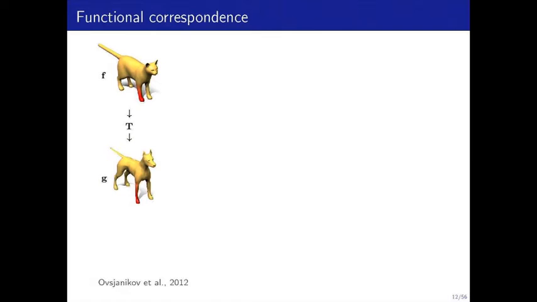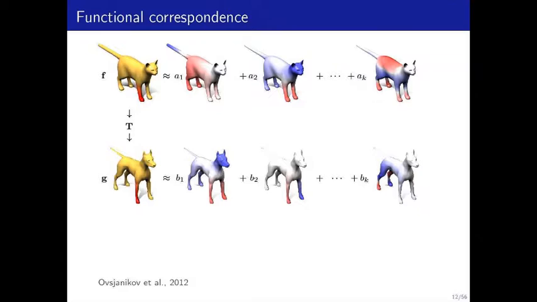You can see it here, and of course you can immediately see that this is a generalization of the previous model, which would be a particular case when you map delta functions into delta functions. What is nice about this model is that, given a function f on a cat and, let's say, a corresponding function g on a dog, each of them can be represented using the respective Fourier basis. Let's denote them by phi and psi. So you can think of the functional correspondence as a correspondence between the Fourier coefficients. You need to translate coefficients from basis phi to basis psi.